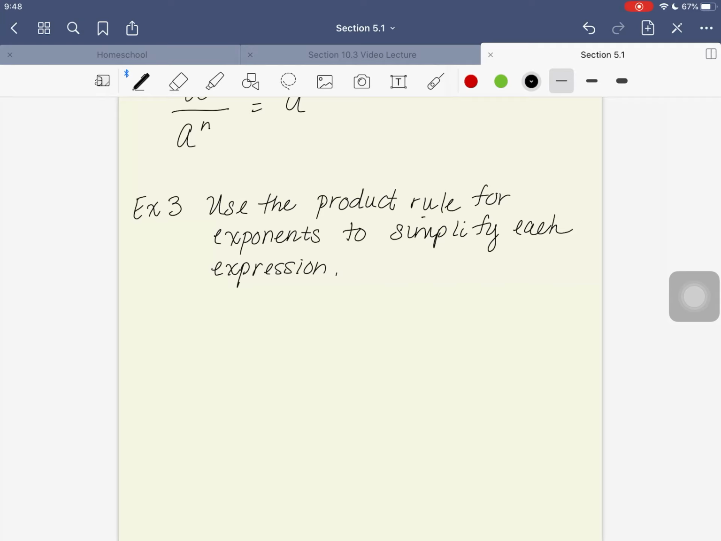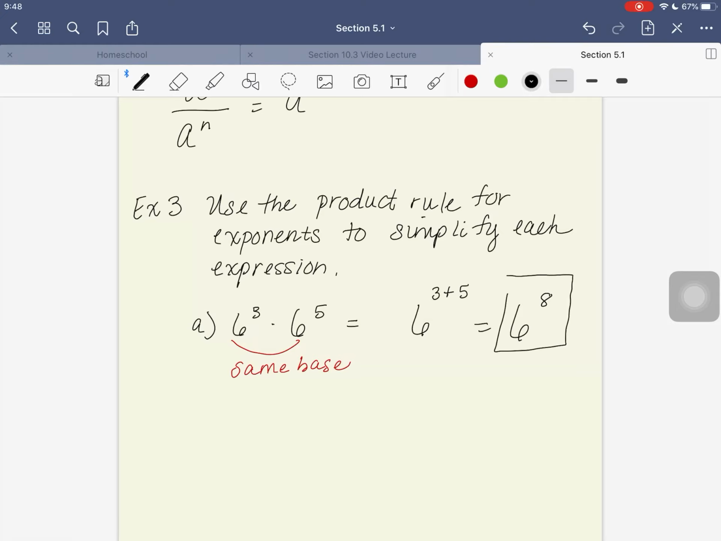All right, so we want to use the product rule for exponents to simplify each expression. That's going to be the M and A of MADS. So 6 to the third times 6 to the fifth. The bases are the same. So we're going to keep that same base, 6, and add the exponents. So that'll be 6 to the 3 plus 5, which is equal to 6 to the 8th. Now, we could multiply 6 times itself 8 times, but that's going to be a really big number. So you can just stop at 6 to the 8th.